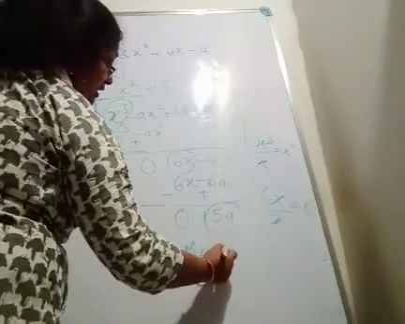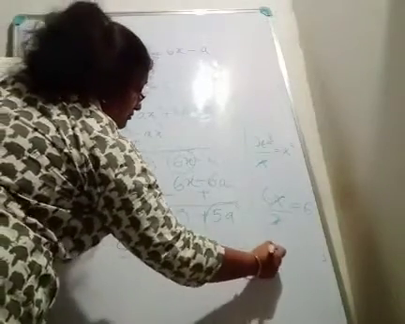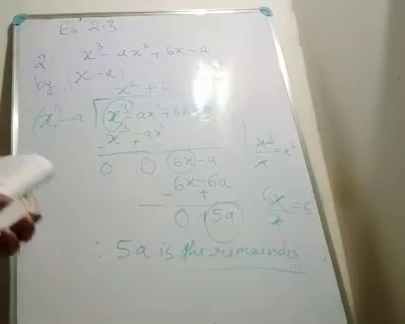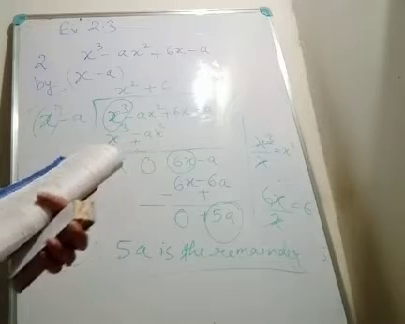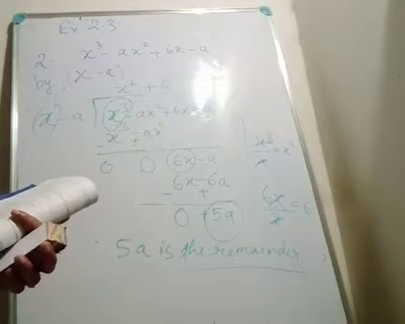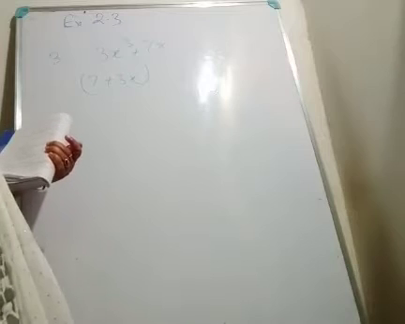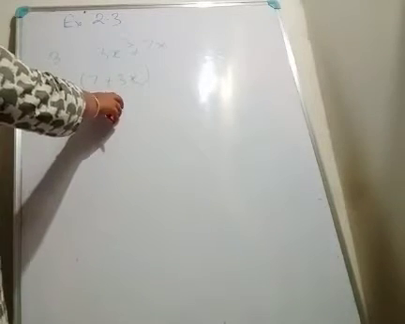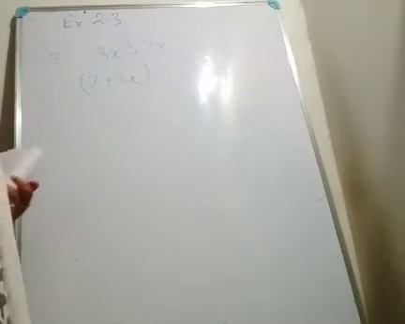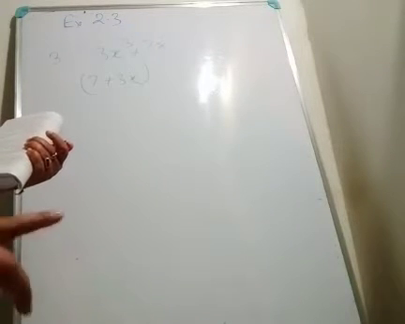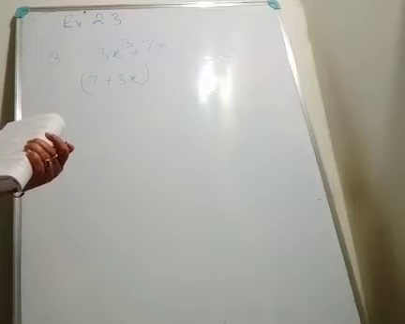Okay students, our next question. Here I have applied the long division method. So let's solve question number 3 by applying the factor theorem. So question number 3 is: check whether 7 plus 3x is a factor of 3x cube plus 7x. So how will you check that 7 plus 3x is a factor of 3x cube plus 7x?